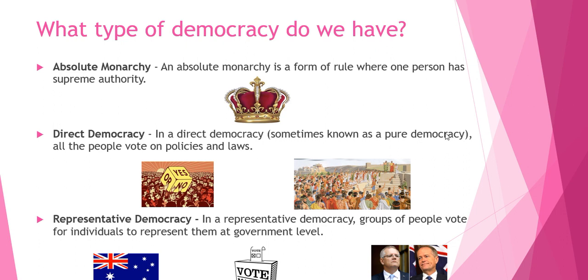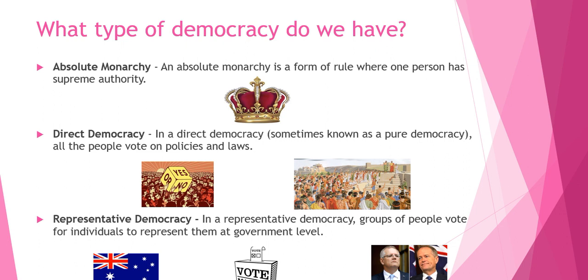Alright, so what type of democracy do we have? Have a think about this as I explain what each of them are. An absolute monarchy is a form of rule where one person has supreme authority. There's a little hint there, where there is a crown. So who might have that?